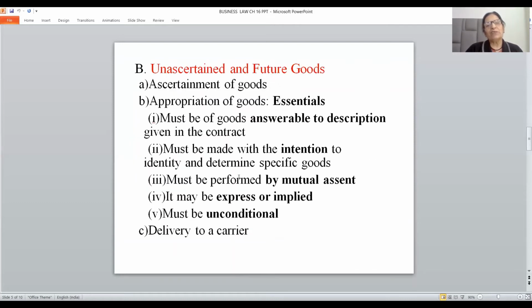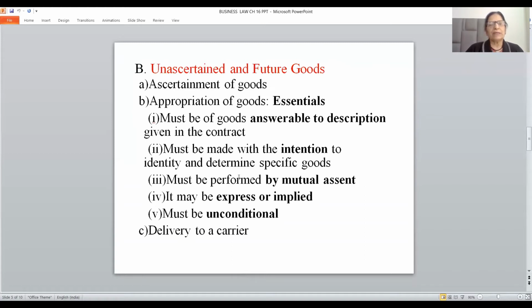Now friends, I would like to talk about how the ownership of goods is transferred in case the goods are unascertained and future goods. Unascertained goods, as the name implies, are goods that have not been ascertained yet. They have not been identified yet. Maybe the goods are not in existence, or the machinery is to be produced, or the goods are to be acquired by the seller, or the machinery is coming on the ship, or the fruits and vegetables are to be grown. Then when will the ownership get transferred from the seller to the buyer?